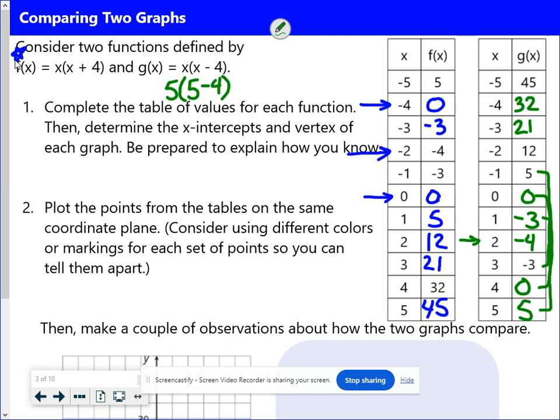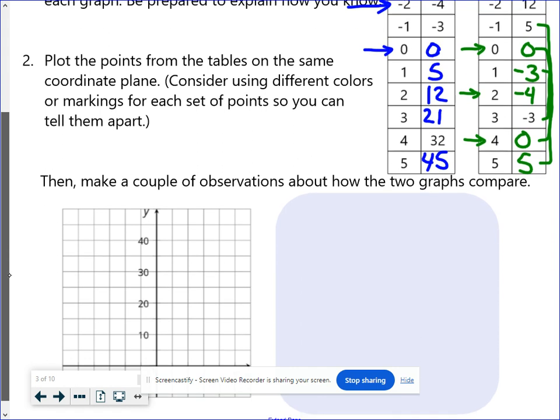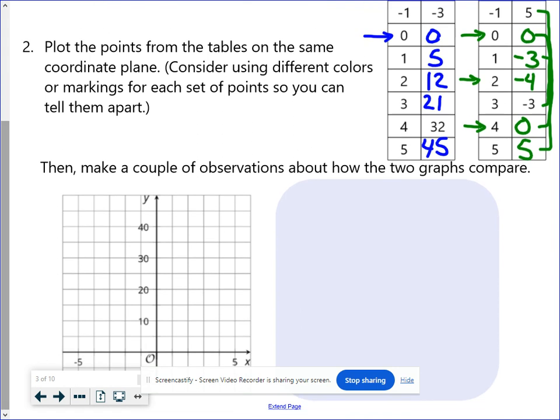That's where the y value, or the output, the g of x, is equal to 0. So right there and right there. Okay. Then it says plot the points from the table on the same coordinate plane. Consider using different colors. So I would ask you to do that, and if I was in class with you, I would absolutely say, hey, let's take the time and do that. Because I'm not there, I'm going to say, look, it's magic.